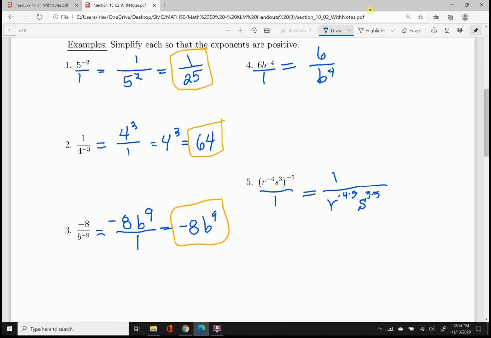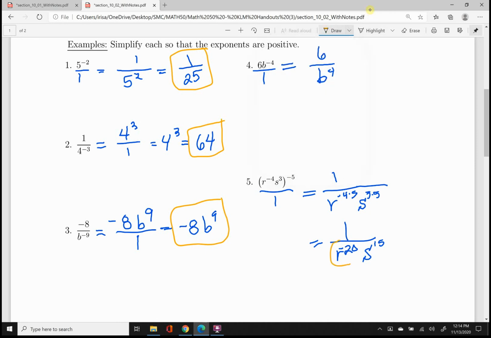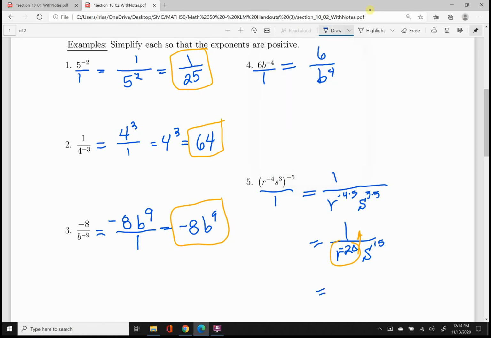Okay, so then we'll have 1 over r to the negative 20th power times s to the 15th power. But wait, make sure that that negative exponent is dealt with, so it needs to, in a manner of speaking, get thrown back upstairs without the negative exponent, which will have us presenting a final answer of r to the 20th power over s to the 15th.